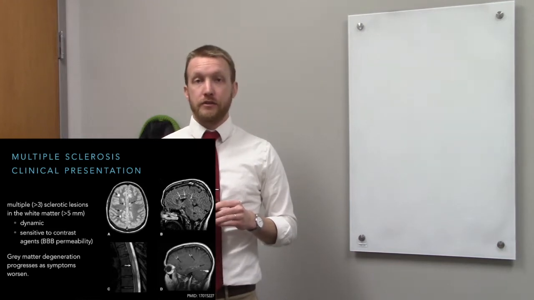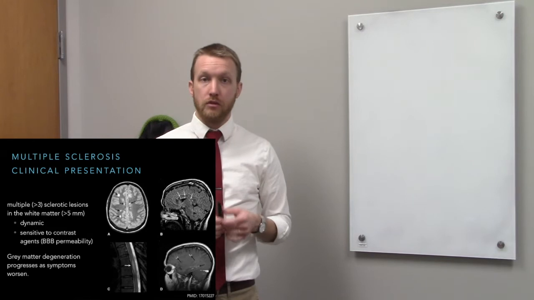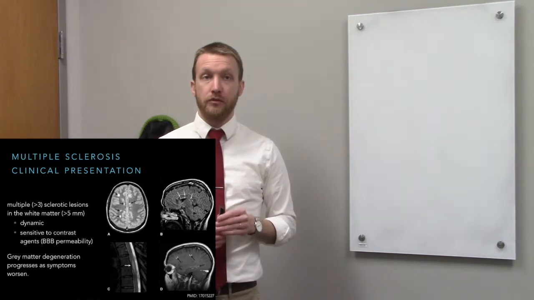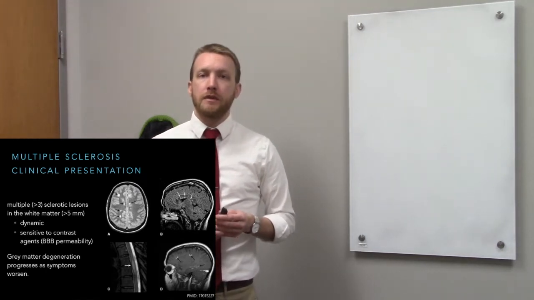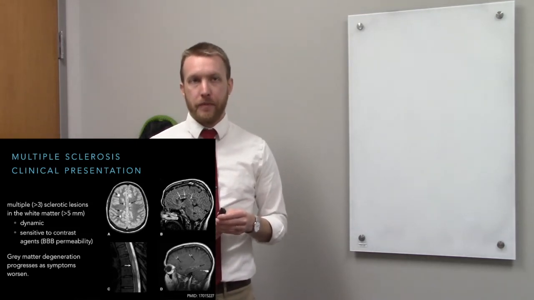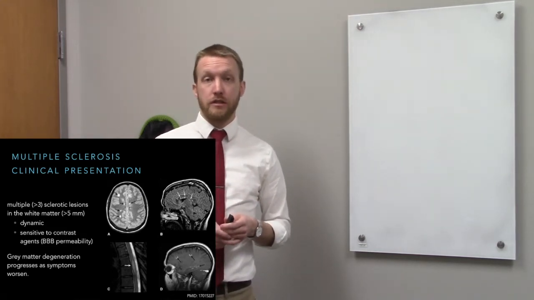Regardless of the risk factors that are causing it, the disease is going to look the same. We're looking for multiple sclerotic lesions. That's how it got its name. Multiple meaning more than 3. And sclerotic lesions, they get their name because they appear to be little hardened areas of the white matter. So we're going to see lesions in the white matter and multiple lesions in the white matter.